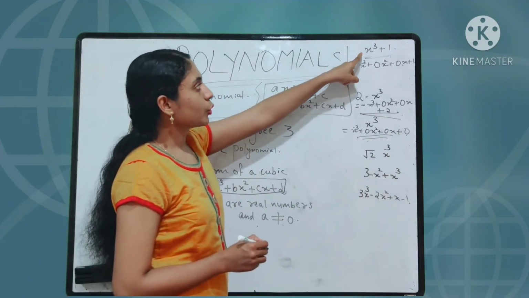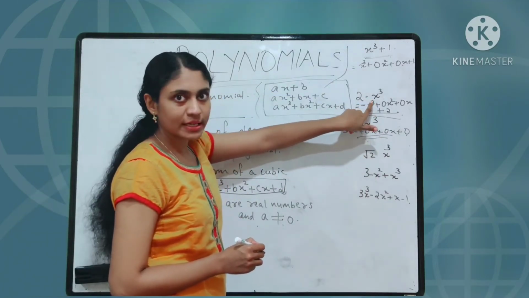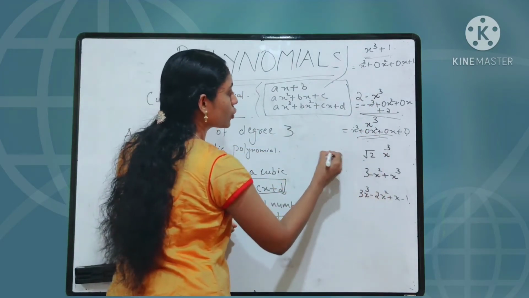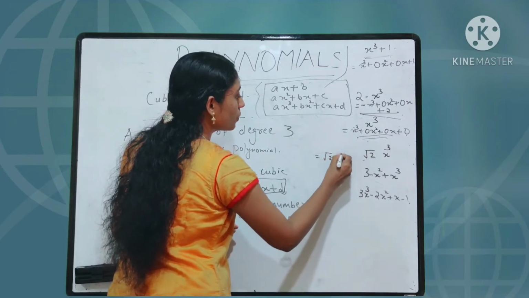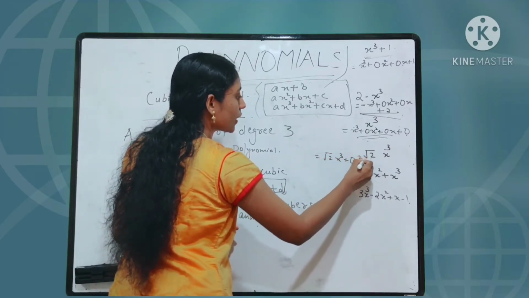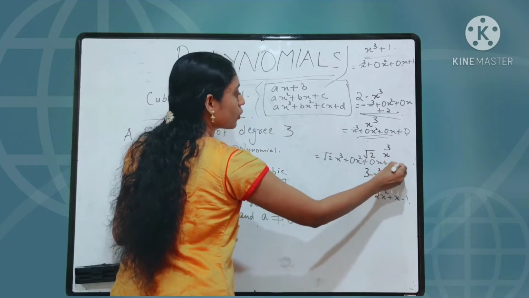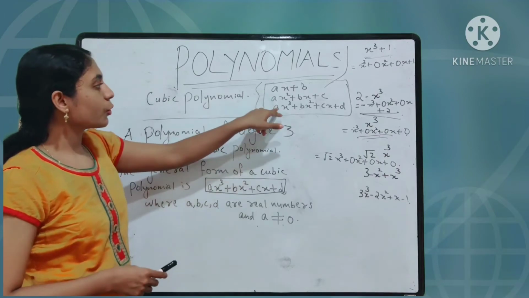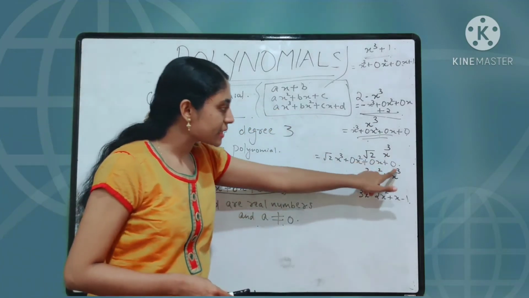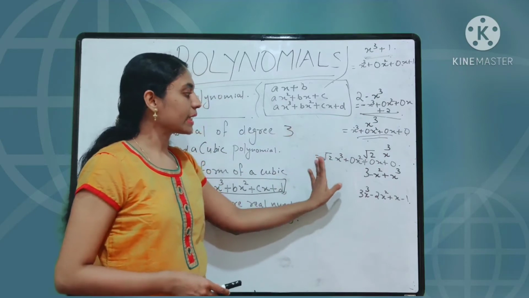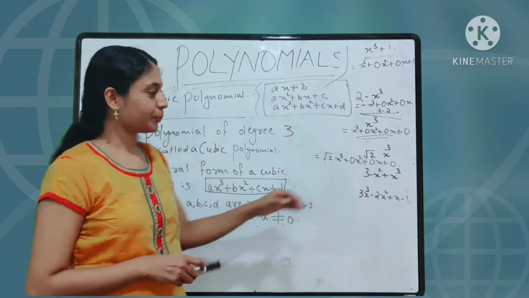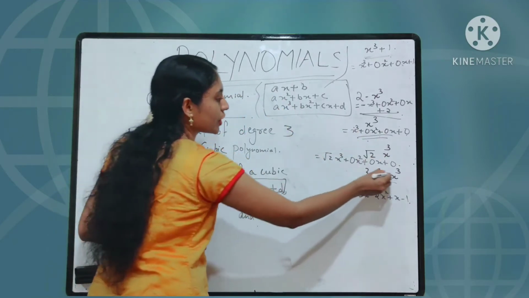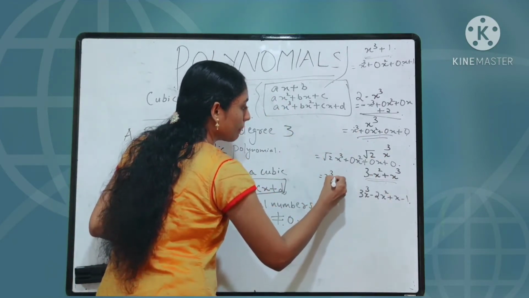So examples of cubic polynomials are x cube plus 1, 2 minus x cube, and the next example, root 2x cube. Root 2x cube means root 2x cube plus the other terms are 0, 0x square plus 0x plus 0. This is also an example of a cubic polynomial because it is having degree 3 and is of the form ax cube plus bx square plus cx plus d, where b, c, d are zeros and a is not equal to 0. Its value is root 2. And what about this one? This is again an example of a cubic polynomial, which can be written as x cube minus x square.